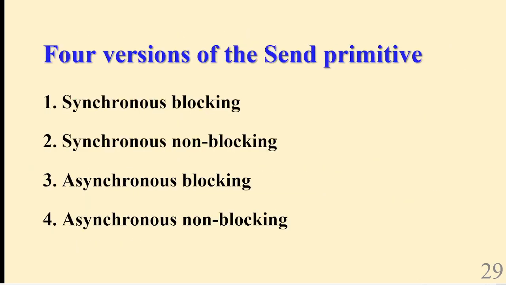Then come four versions of send primitives. We have already learned what synchronous, asynchronous, blocking and non-blocking are. The combination of all of these gives the four versions of send primitive: synchronous blocking, synchronous non-blocking, asynchronous blocking, asynchronous non-blocking. We will learn these all in detail in the next video.